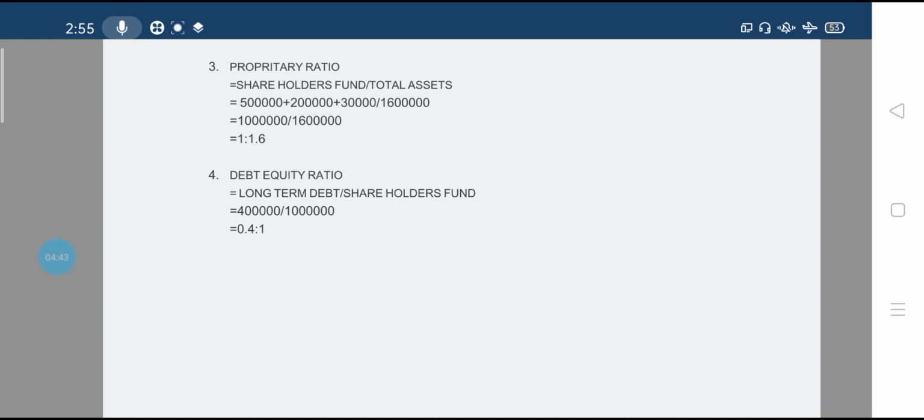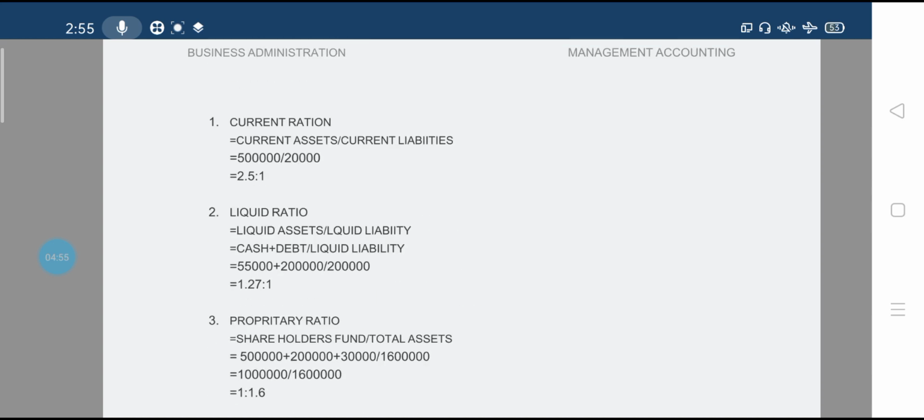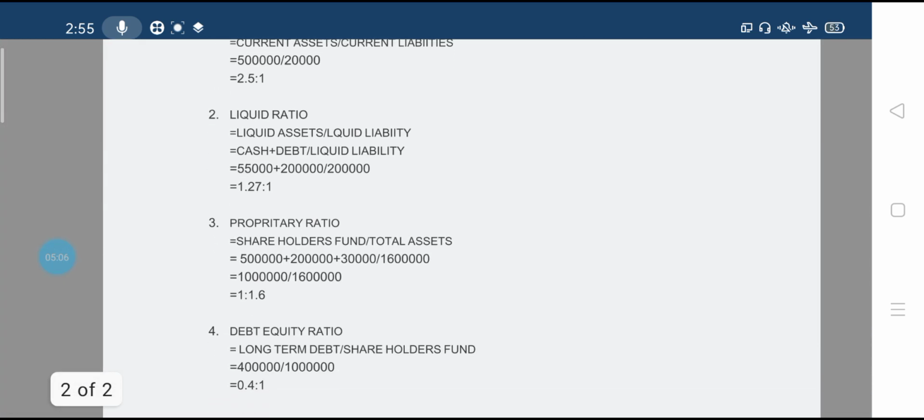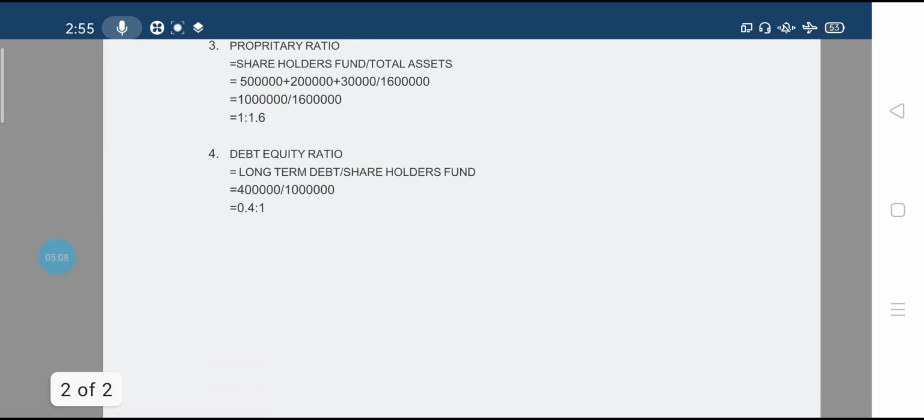Now coming to proprietary ratio: shareholders fund divided by total assets. Shareholders fund is equity share capital 5 lakh plus preference share capital 2 lakh plus reserves 3 lakh, divided by total assets. The total of the asset side is 16 lakh.